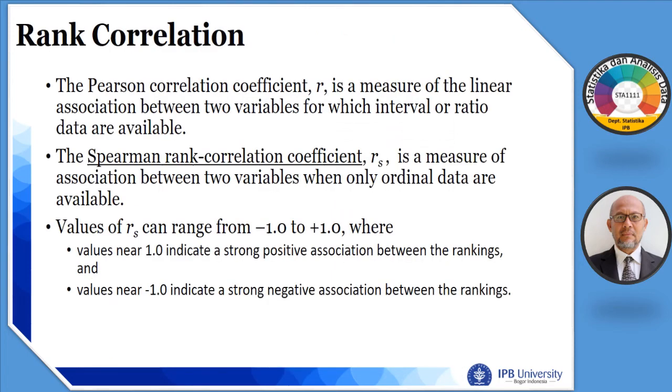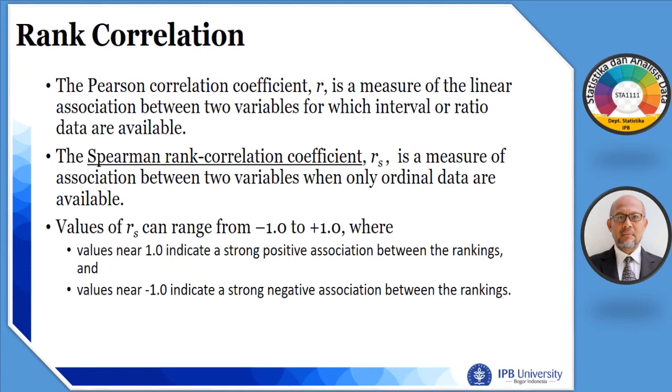So in addition to using the scatter plot to show the relationship between two numerical variables, now I want to introduce the rank correlations. The Pearson correlation coefficient, normally called R, is a measure of the linear association between two variables for which interval or ratio data are available. Remember, with the scale of variables, interval or ratio, these are numerical variables.